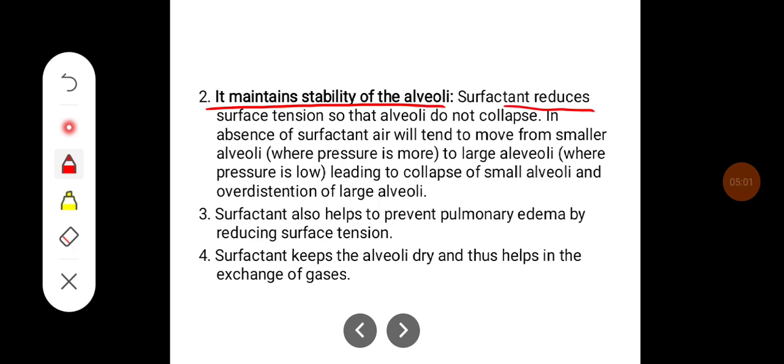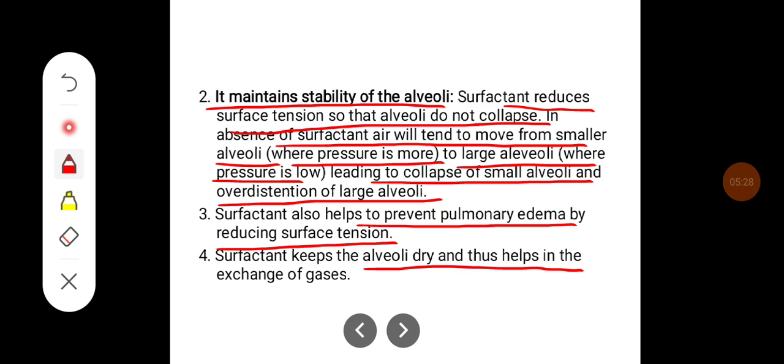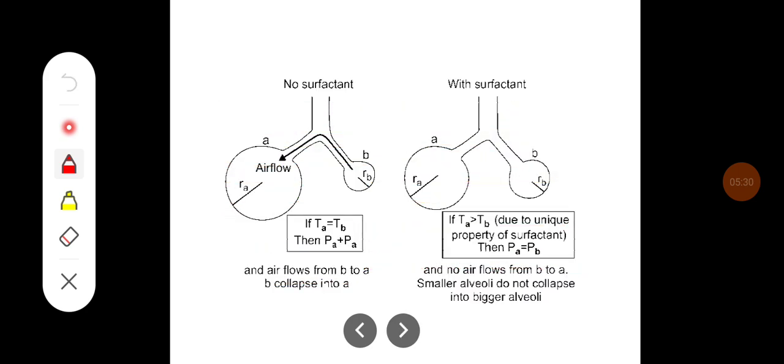Surfactant reduces the surface tension so that alveoli do not collapse. In the absence of surfactant, air will tend to move from smaller alveoli, where the pressure is more, to large alveoli, where pressure is low, leading to collapse of the small alveoli and distension of the large alveoli. Surfactant also helps to prevent pulmonary edema by reducing surface tension. Surfactant keeps alveoli dry and thus helps in the exchange of gases.